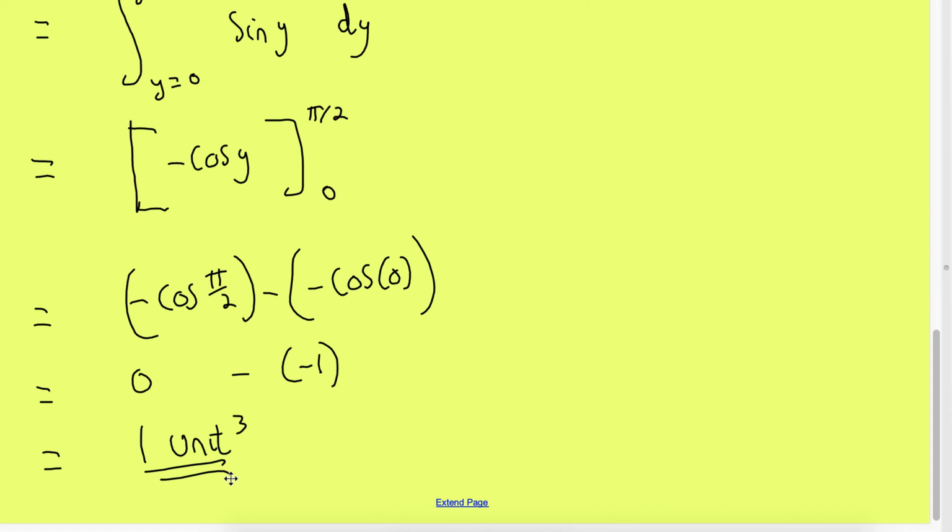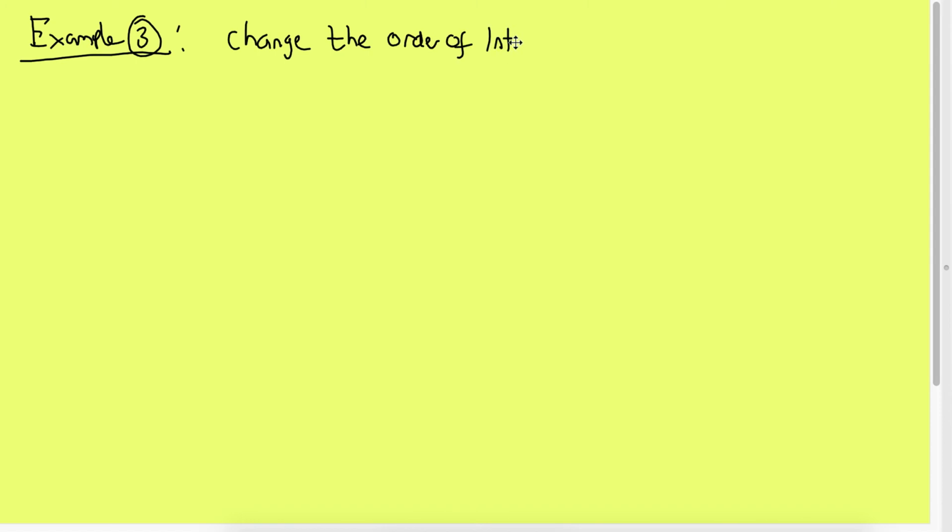Right, let's have a little look at another one then. Change the order of integration. I suppose you should put change the order of integration and evaluate for all these questions, because I do want to know what the answer is.